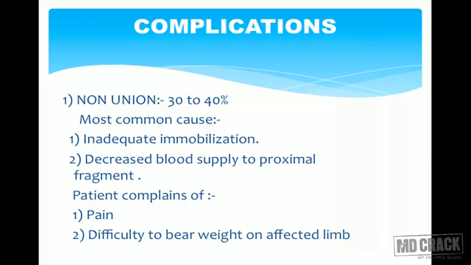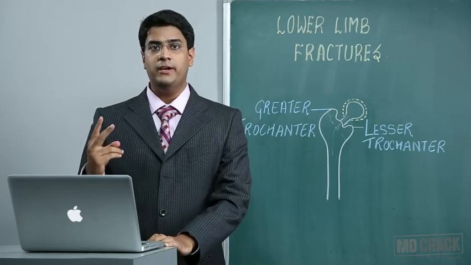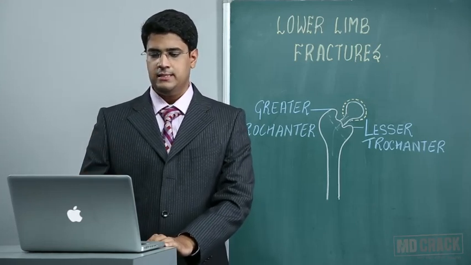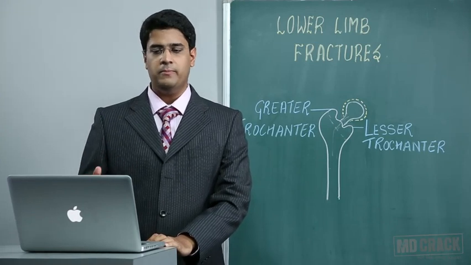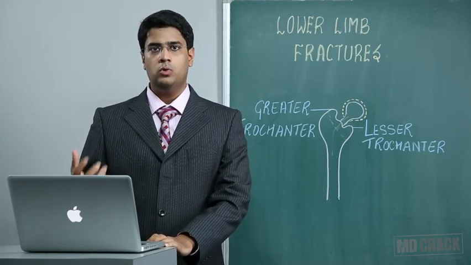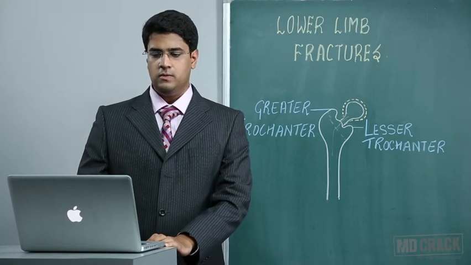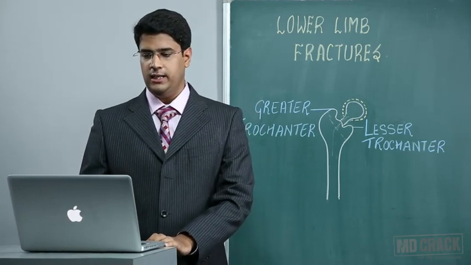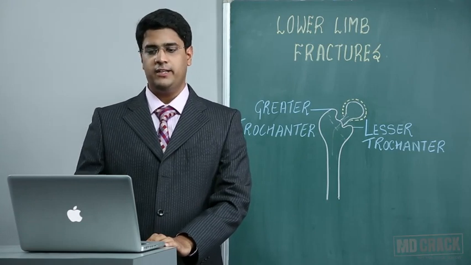Coming to the complications of fracture neck of femur, they are divided into non-unions. The non-unions are approximately 30 to 40%. The most common cause is inadequate immobilization. When the patient comes, you have to immobilize the joint and try to treat it as soon as possible. Secondly, because of the precarious blood supply I already mentioned, the decreased blood supply to the proximal fragment will lead it not to unite. Patients complain a lot of pain and difficulty in weight bearing on the affected limb.